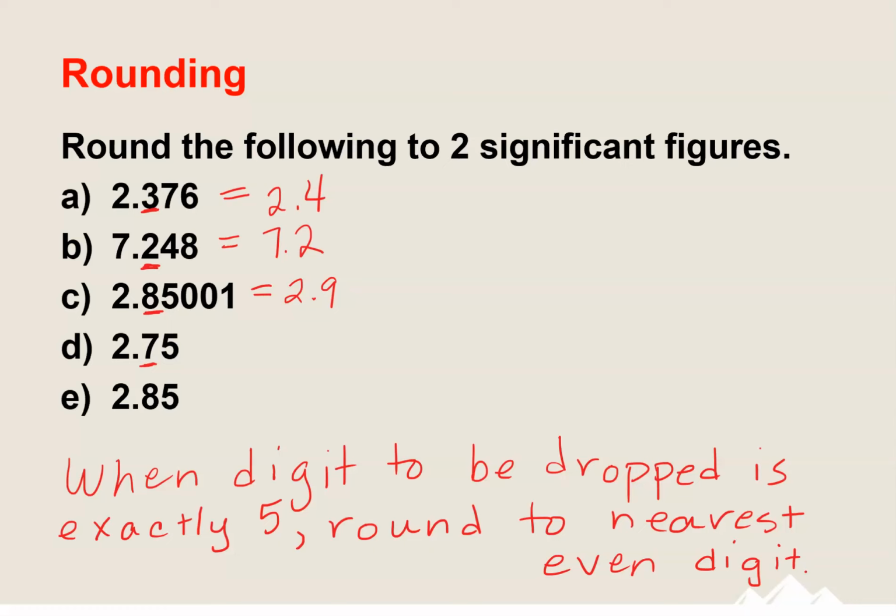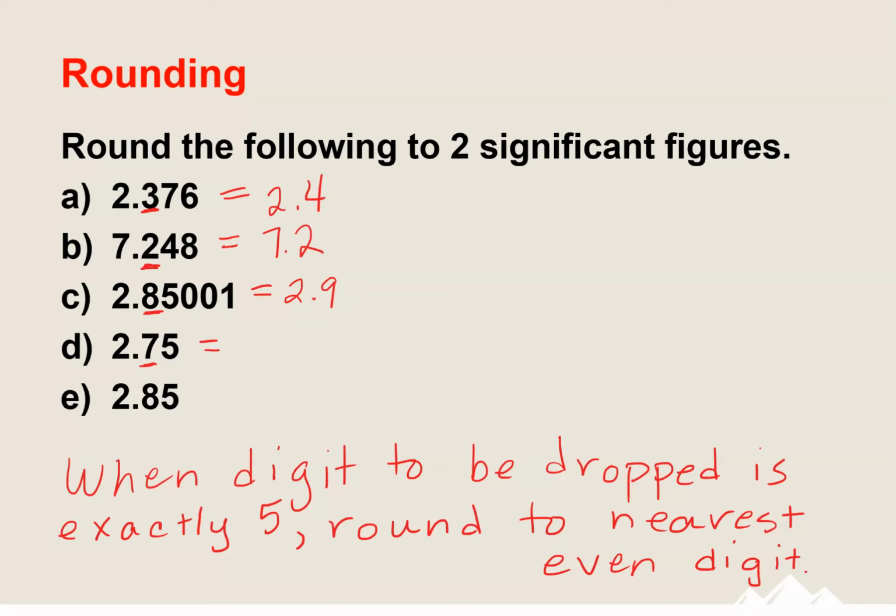Now, I don't want you doing anything just because I say so. I don't want you accepting authoritative knowledge. Let me tell you why that works. The reason I like that is that sometimes it means I'll round up, and sometimes it means I'll round down. So when I have a large collection of numbers and I wanted to average them out, the times I round it up and the times I round it down should cancel each other out, and I won't get a systematic error when I'm done.